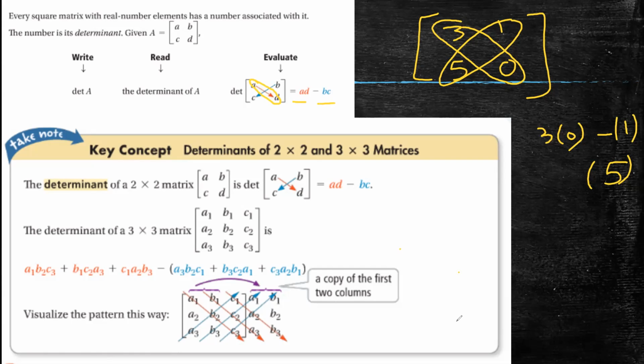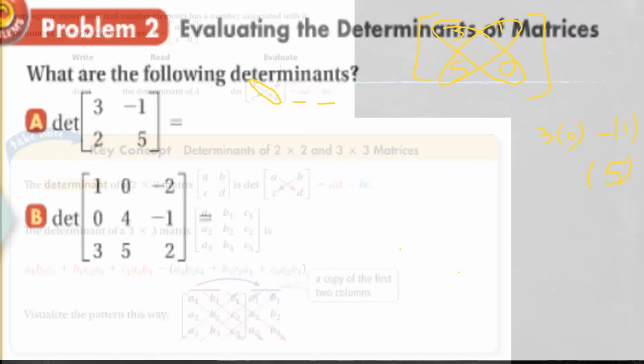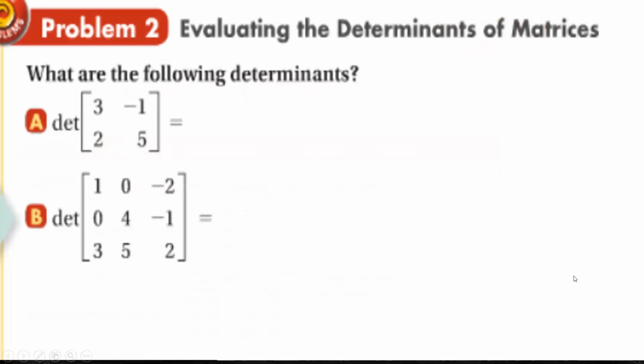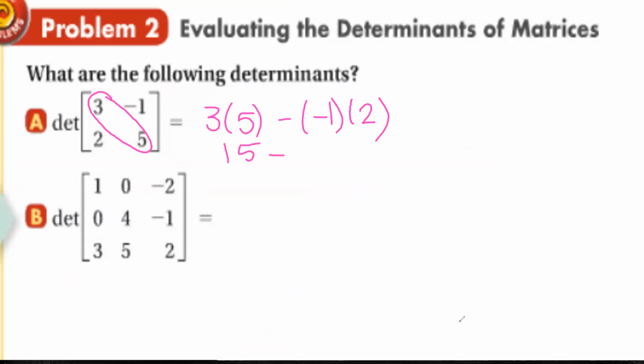Before talking about a 3 by 3, let's first see how we can find the determinant of 2 by 2. Then we will go back to the determinant of 3 by 3. Let's have this example here. 3 times 5 minus negative 1 times 2. 15 minus negative 2, so the answer is 17.